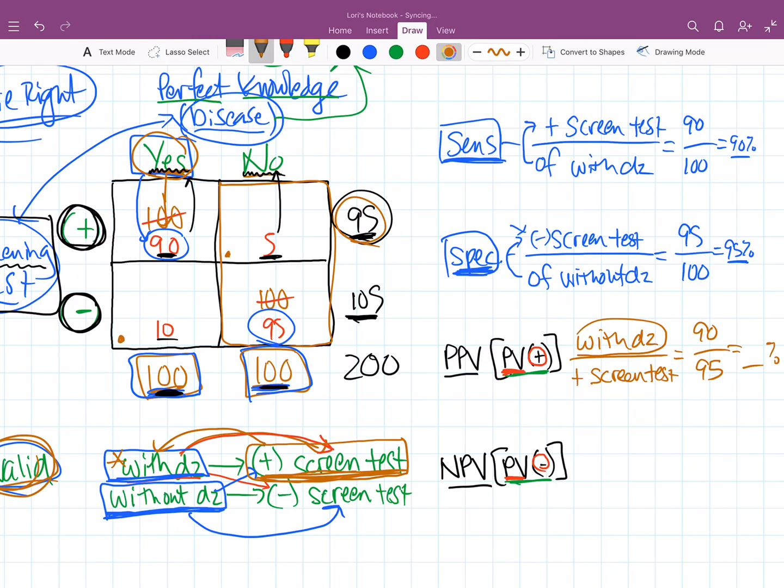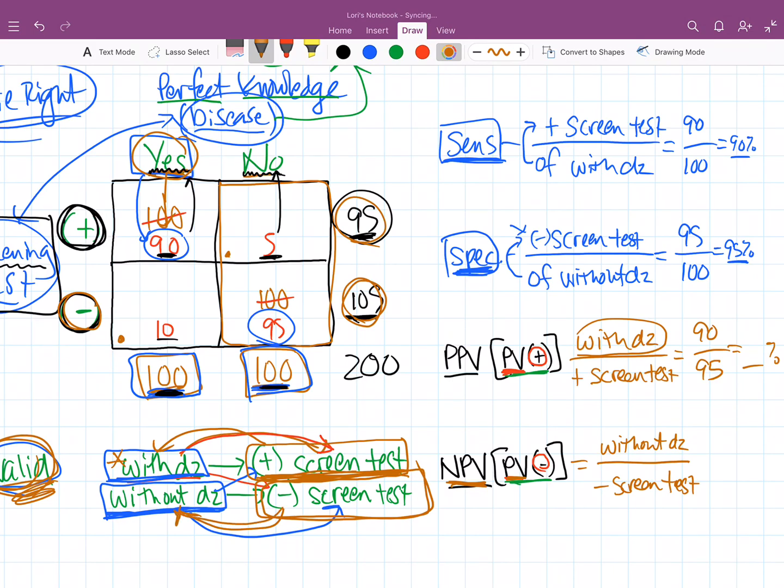On the flip side then, we have this negative predictive value, or the predictive value of a negative screening test. So here's our negative screening test. There are 105 of them. And so what we mean by that is, of those that have a negative screening test, what percent are without disease? So here we're just looking at this whole concept of validity going backwards.